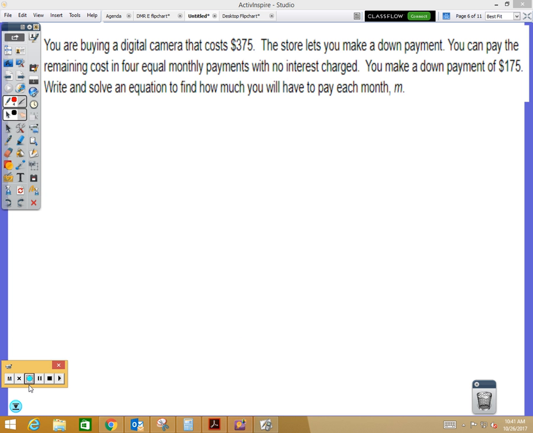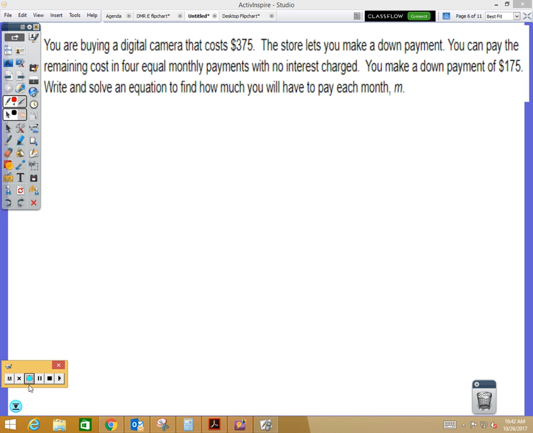Word problems are harder, okay? So it's the same type of process though, okay? We just really need to think of the scenario. And a lot of times when people write these equations, they don't think about what makes sense. Right? So you're buying a digital camera that costs $375. The store lets you make a down payment. You can pay the remaining cost in 4 equal monthly payments with no interest charged. You make a down payment of $175. Write and solve an equation to find out how much you will have to pay each month.